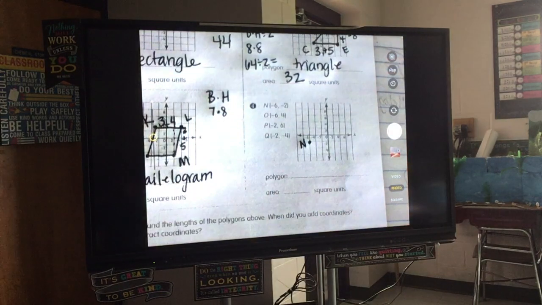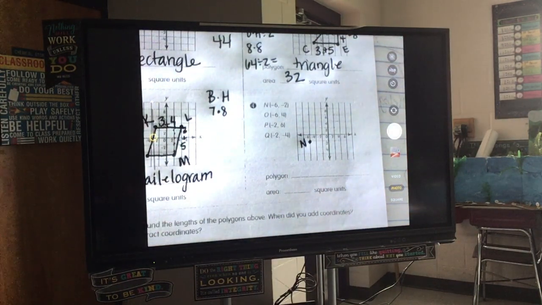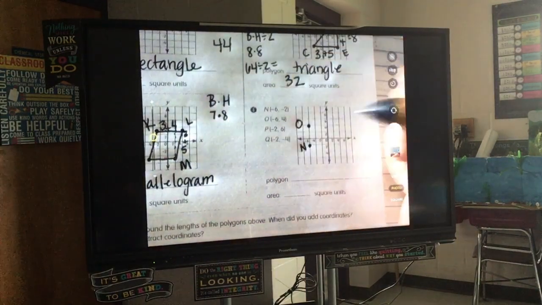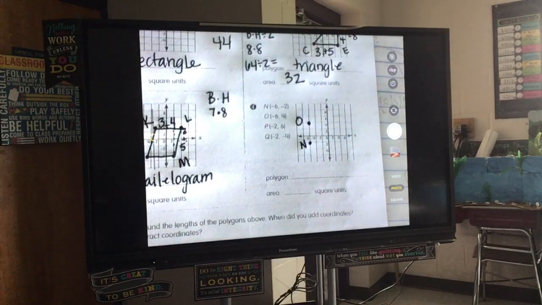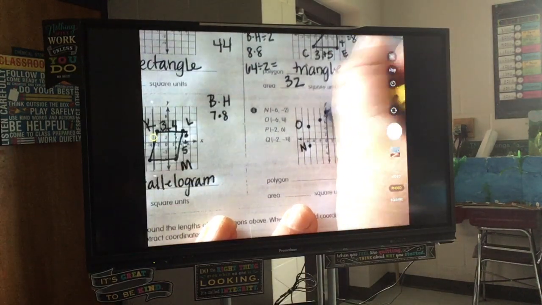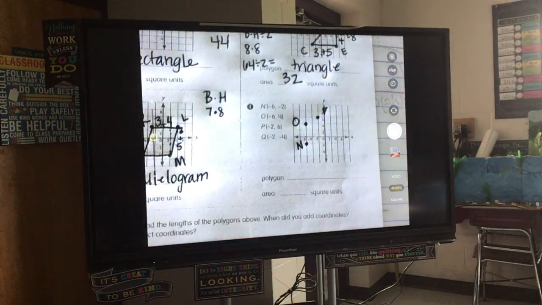How do I get to point O? Point O. Sorry. Ariana, how do I get to point O? You go to the left 6. All right, how do I get to point P? Isabella. So I'm going to go to the right 2, up 6. So this is P.